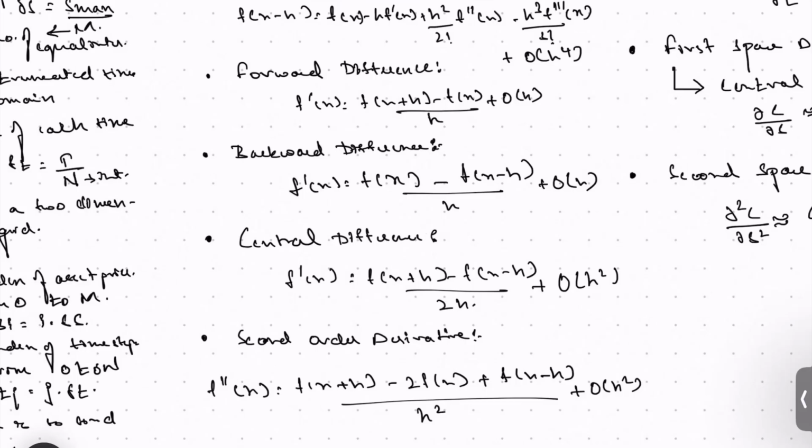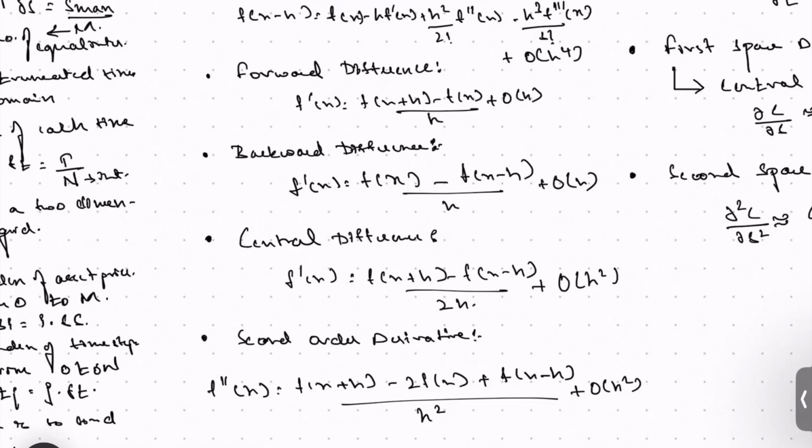Now let's look into second derivative approximations. To approximate the second derivative, we add the two Taylor expansions. This cancels out the odd power derivative terms, resulting in the central second difference formula, which is f double dash of x is equal to f of x plus h minus 2 f of x plus f of x minus h by h square plus big O of h square. This approximation is also second order accurate.